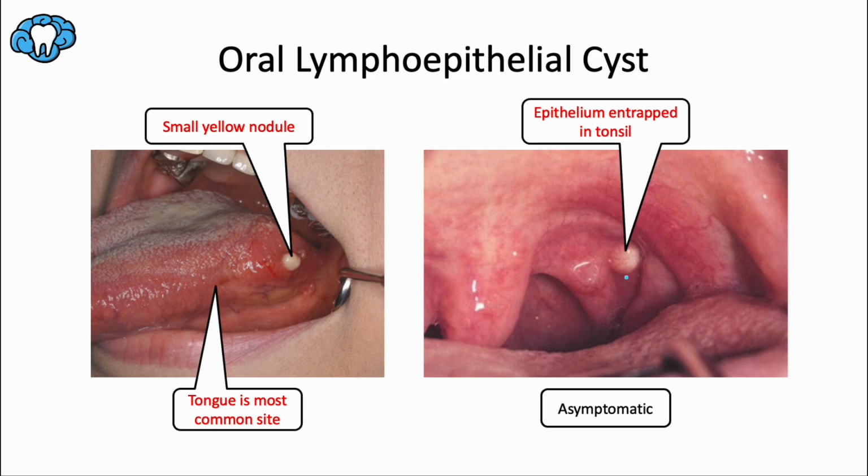This lesion is thought to be caused by entrapment of epithelium within lymphoid tissue of the oral mucosa during embryonic development, also called embryogenesis. Basically, when the crypt or pocket of a tonsil gets plugged with extra epithelium, this cyst forms. It's painless and asymptomatic, which usually means the patient doesn't notice it until a doctor points it out to them. And so it doesn't typically require any treatment.